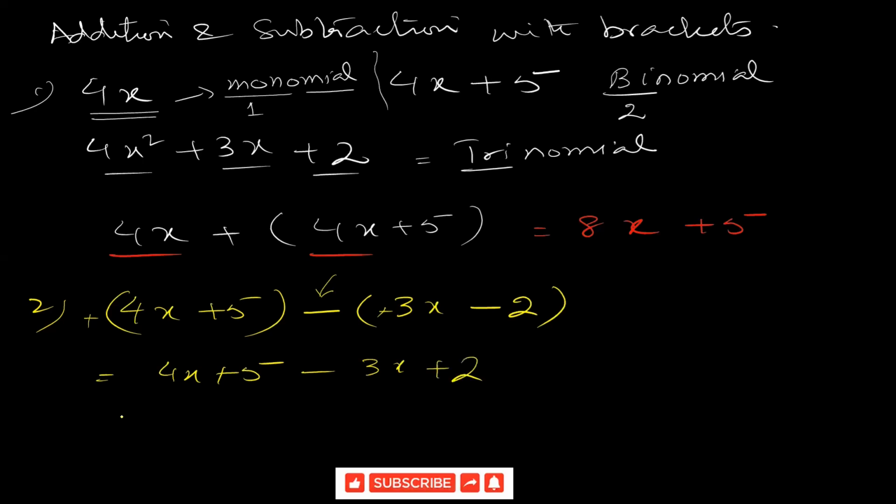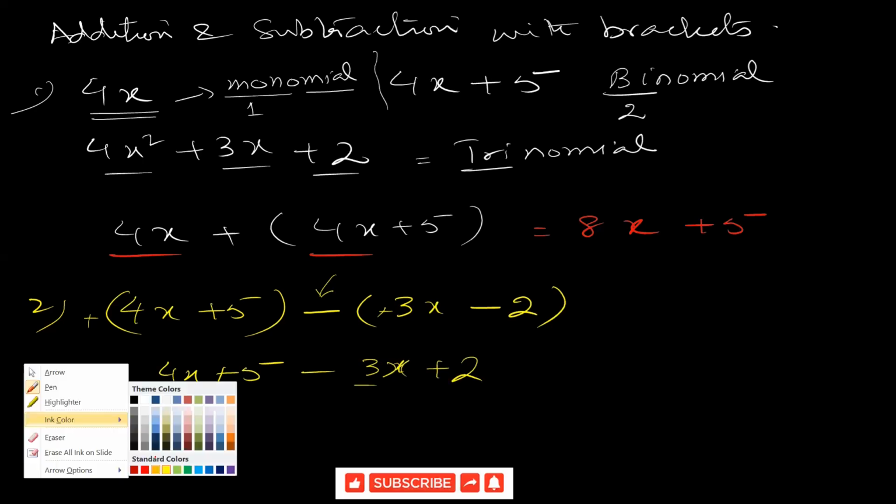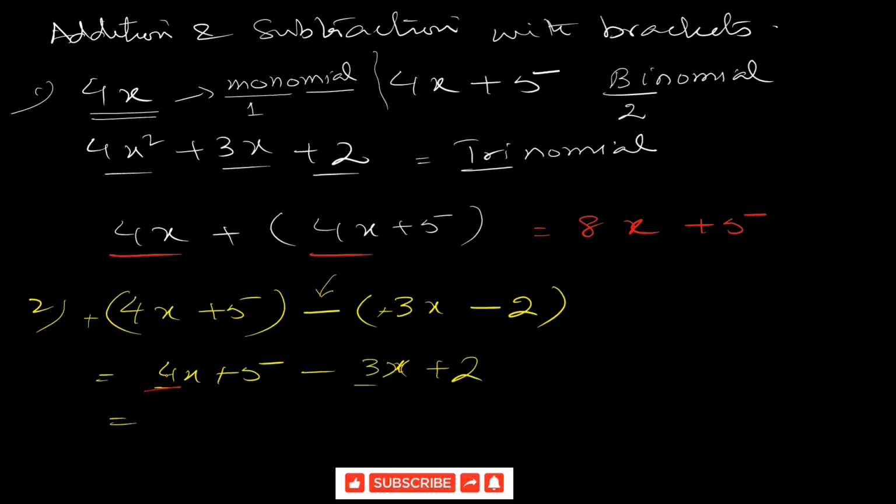Now we shall add up like terms with like terms. So 4x, this is positive, and 3x is negative. So plus 4 minus 3 will be plus 1. So we shall write here plus 1x, which means only x. Now 5 plus 2.